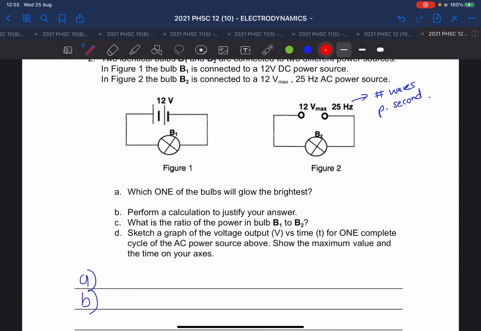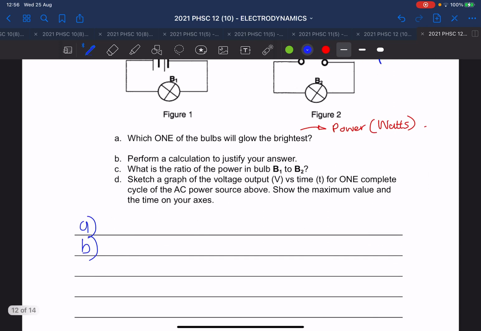You must remember, brightness is connected to power. Retabile, what is power measured in? Well done. Okay, so they want to know which one's power is the biggest, or which one burns the brightest. Katlego, which one do you say? B1 or B2? First one. Okay, it is B1 that burns the brightest. The next one, they say, perform a calculation to justify your answer, to say why it burns the brightest.